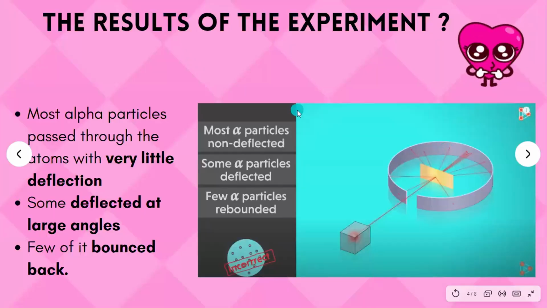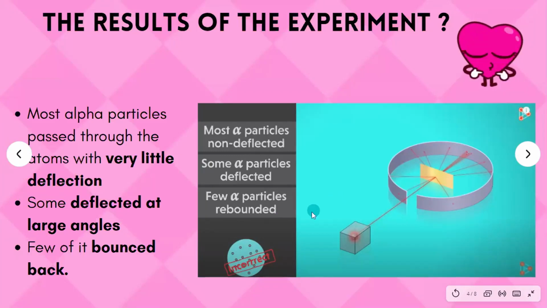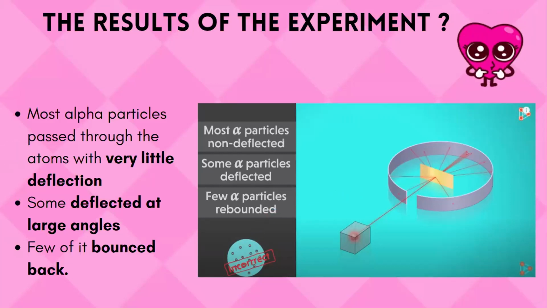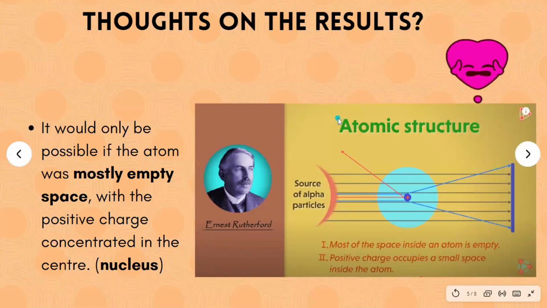Previously, we talked about J.J. Thomson that proposed that an atom is like a pudding of positively charged particles with electrons embedded in it, just like this one. Therefore, supposedly the alpha particles will pass right through the atoms and hit the detector straight. However, Ernest Rutherford observed that most alpha particles pass through the atoms with very little deflection, while some of them deflected at large angles and few of them bounced back. These results had proven that the atomic structure proposed by J.J. Thomson was incorrect. What makes it happen though? Any thoughts on the results? Well, it would only be possible if the atom was mostly empty space with a positive charge concentrated in the center, aka the nucleus. Here I provide you guys with a picture to have better understanding.